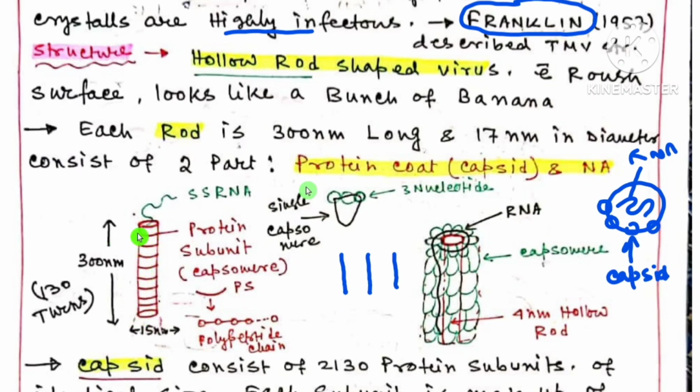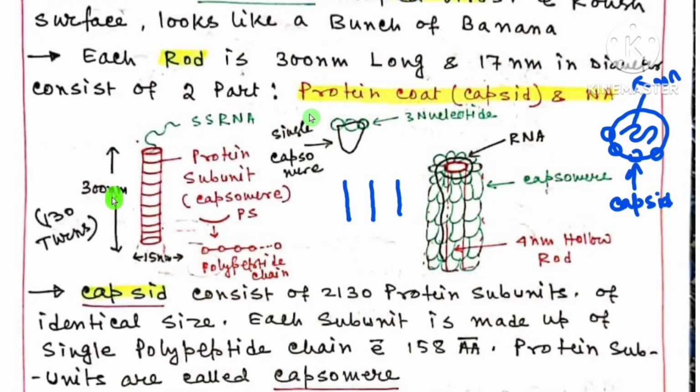The length of this rod is 300 nanometers and its diameter is 15 nanometers. There is also a single-stranded RNA. So tobacco mosaic virus is a single-stranded RNA containing virus, and its capsid is made up of subunits known as capsomeres, which are protein in nature.